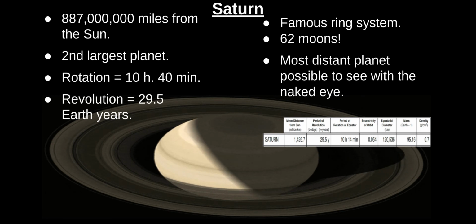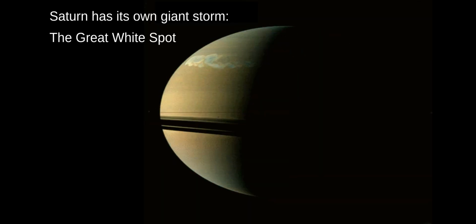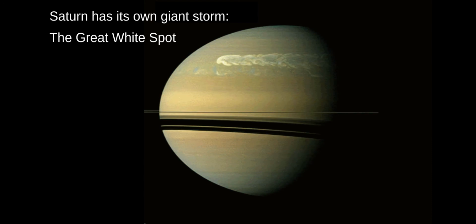Saturn is most famous and well known for its massive ring system. And in addition to that, it also has 62 moons. This is the most distant planet that is possible to see with the naked eye. You can see it without a telescope. All right. Interesting fact about Saturn, its density is 0.7. That is lower than water. So if you could find a vessel of water bigger than Saturn, Saturn would actually be able to float. Right? It's that low in density because it's just made of gases. Saturn also has its own giant storm called the Great White Spot.